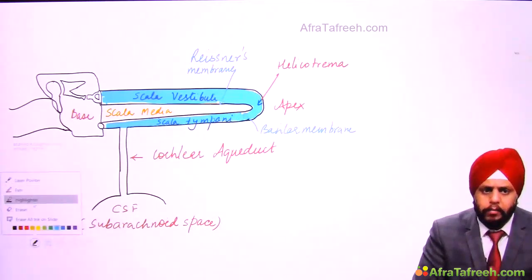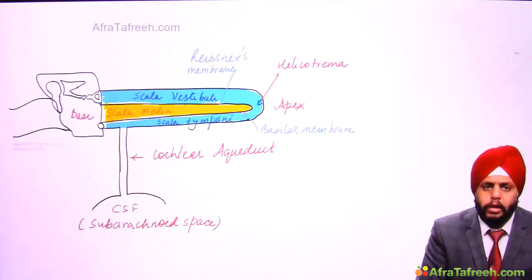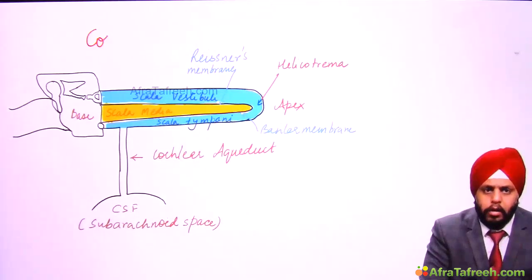Okay, the scala media on the other hand, you can see is filled with endolymph. So this I am now shading over here. So that is your scala media, also known as cochlear duct. So remember, the scala media is also known as cochlear duct. Okay, so sometimes this question is asked. Don't forget the scala media, another name, cochlear duct.